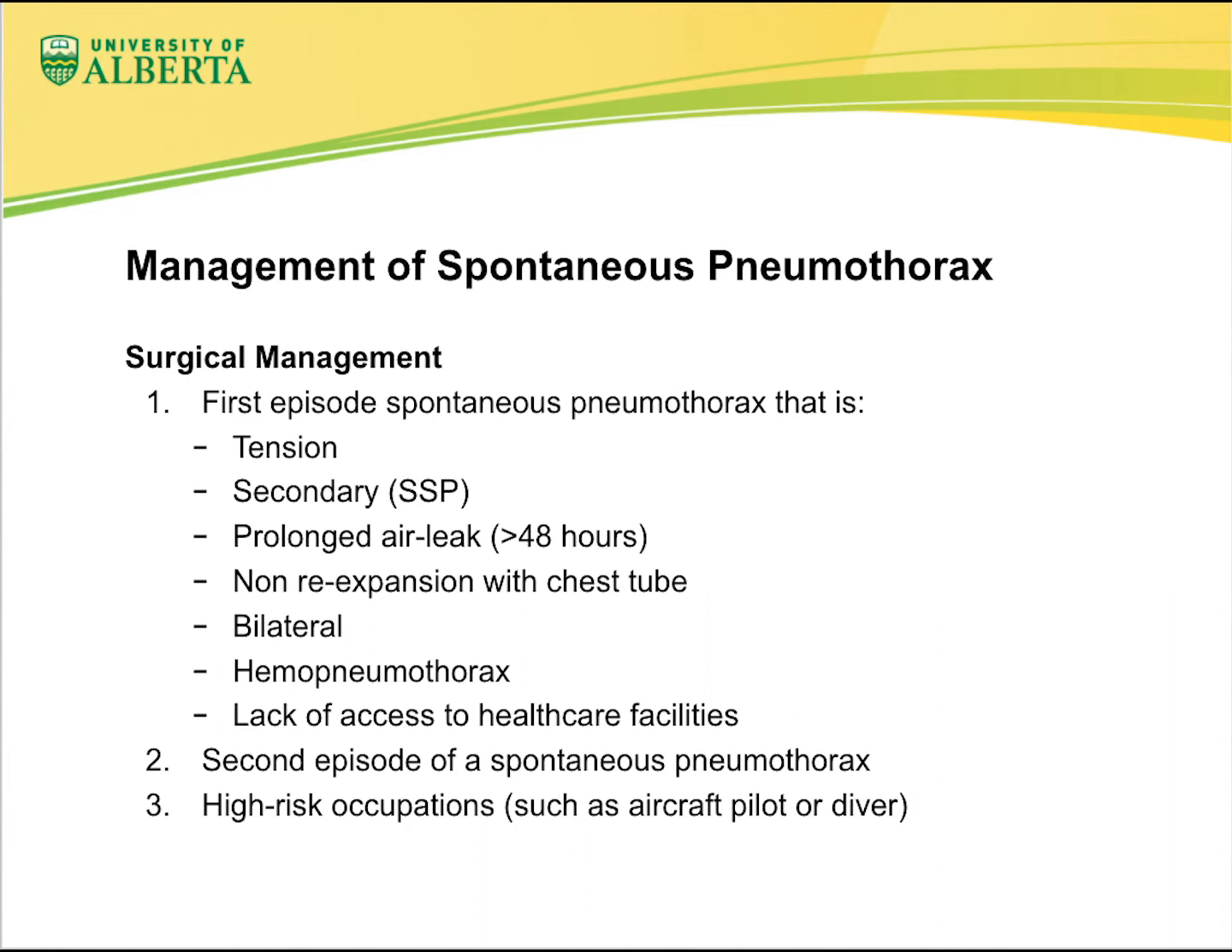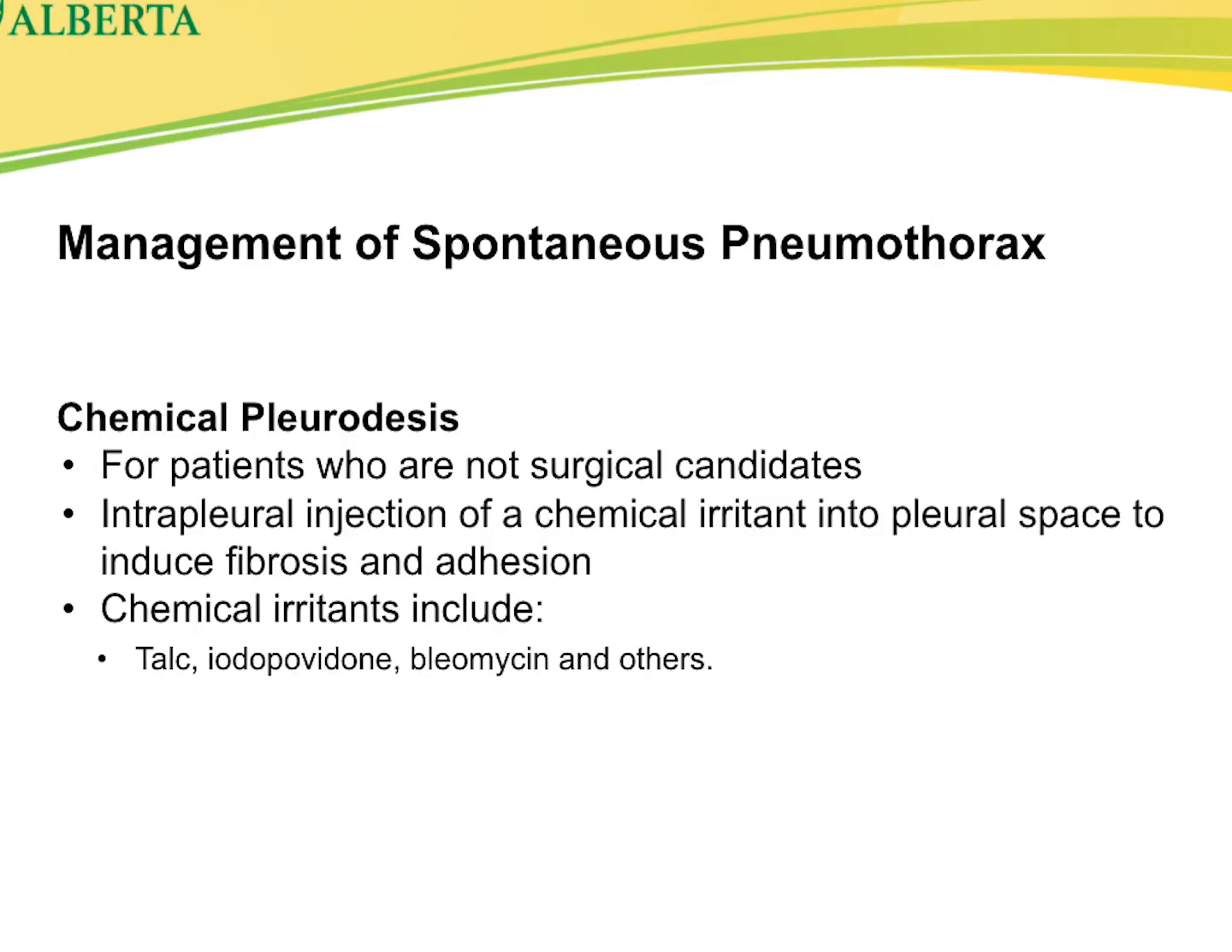Surgical management reduces the chance of recurrence of a pneumothorax. Chemical pleurodesis is usually reserved for patients who are poor surgical candidates. It involves the injection of a chemical irritant into the pleural space to induce fibrosis and adhesion.